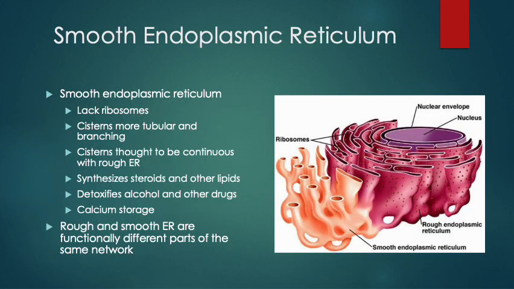So the smooth ER has no ribosomes, which is why it's nice and smooth, but it is continuously attached to the rough ER. There is no ending of one and beginning of another. They flow together. In the smooth ER, steroids and lipids are usually synthesized here, and it can also detoxify alcohol and other drugs that are ingested. It can store calcium as well. Essentially, the rough and the smooth ER are different parts of a similar network. So they work in a similar way and they have a common goal, but they are different functioning parts.